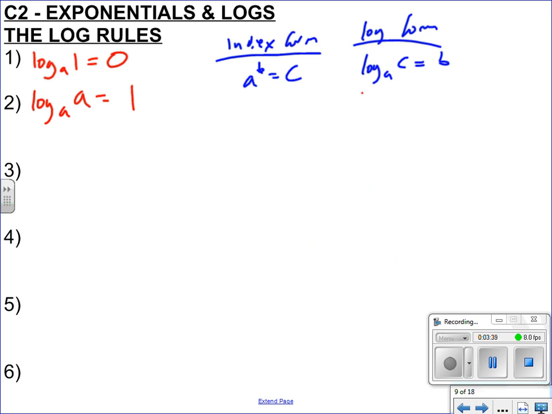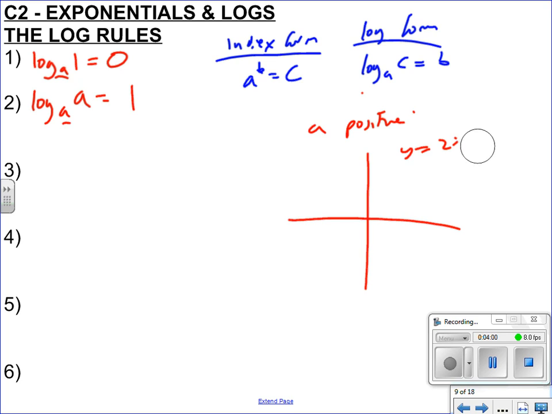Okay? Other important results is that a must always be positive. The base here must always be positive. Think about it, it's the inverse. That's why it's so important. That's why you won't understand if you don't realize that the base must be positive, because your base for the exponential is positive. Okay, so log is only defined for positive bases because it's the inverse of exponentials.